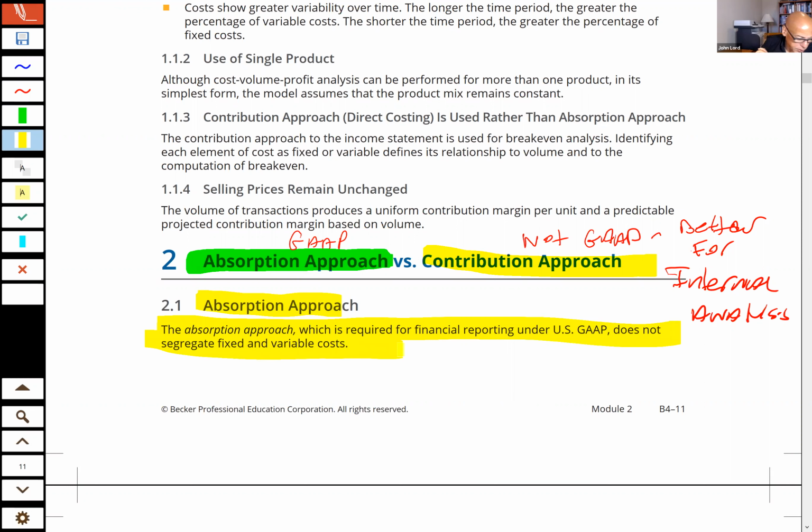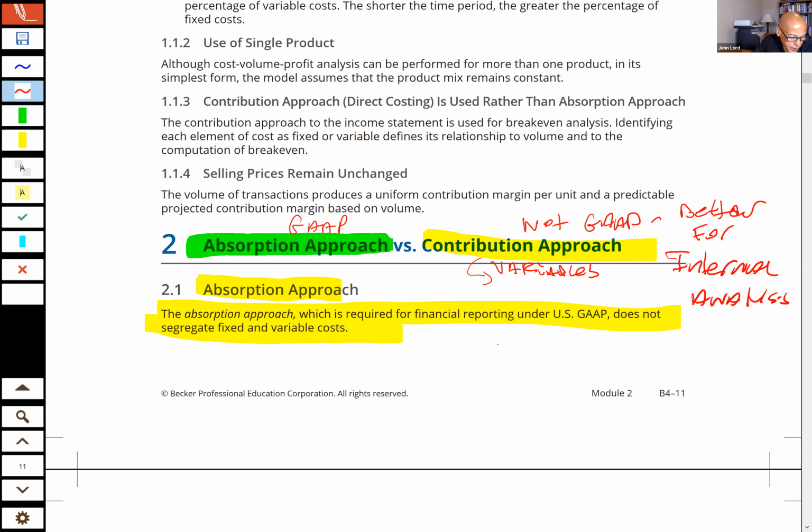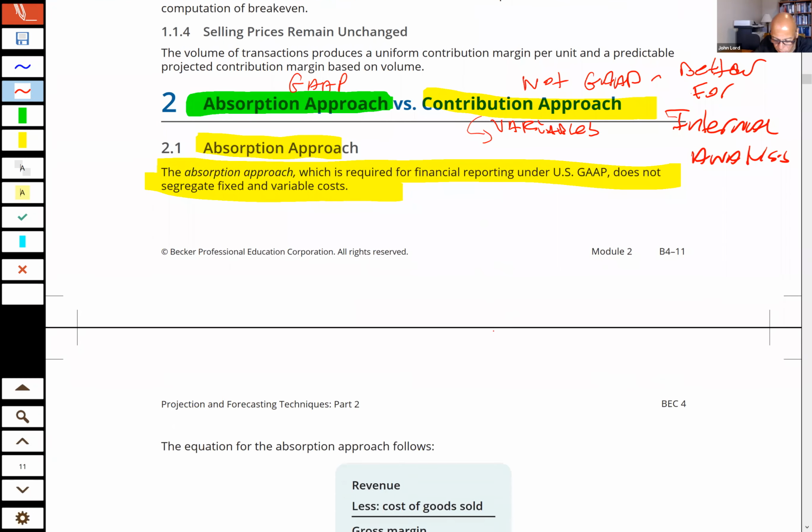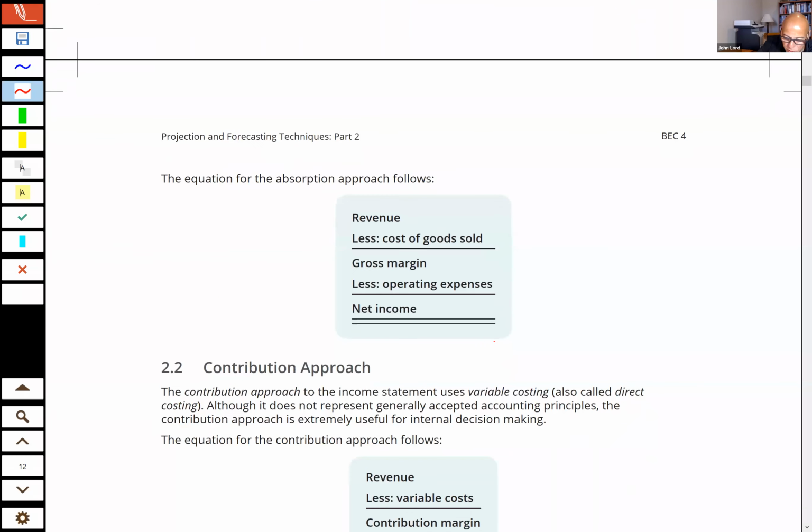Okay. Whereas when we get into our variables, the contribution approach, okay, is going to be used for our internal reporting, and we will separate out variable and fixed costs. Okay, so we also call this variables approach. Okay, so contribution is also known as variables, and we'll take a look at that here on the next slide here, next page, I should say.